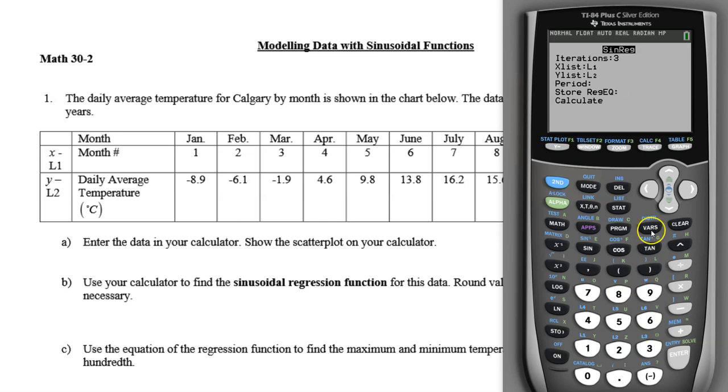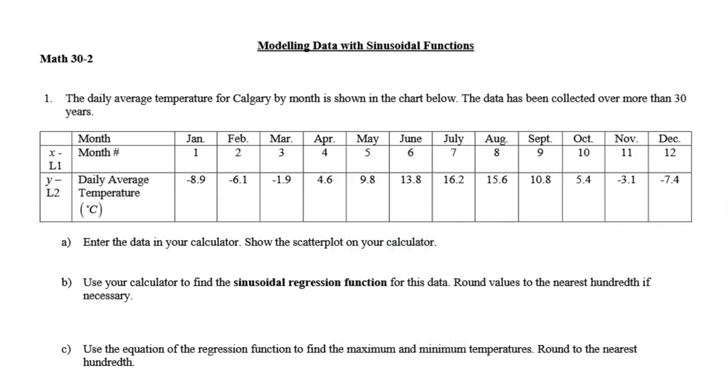Here's how we get the y1. We go to vars, over to yvars, hit enter on function, hit enter on y1. So you're either looking at sin reg y1 or a screen that looks like this, and press enter, and you'll either get the regression, or on this you go to calculate, and then you'll get the regression. And it says round values to the nearest hundredth if necessary.